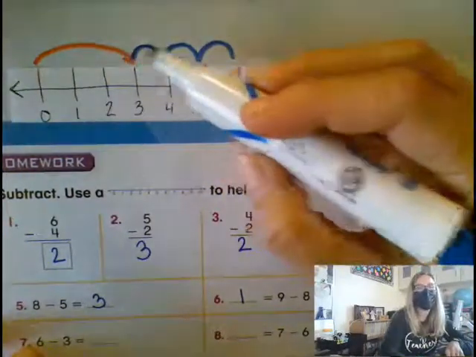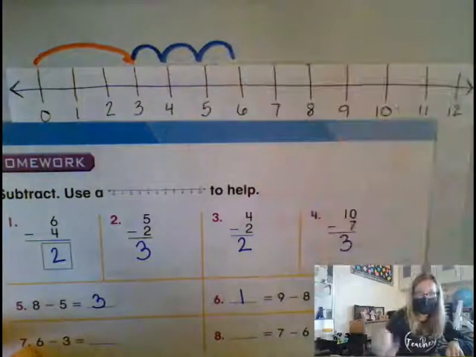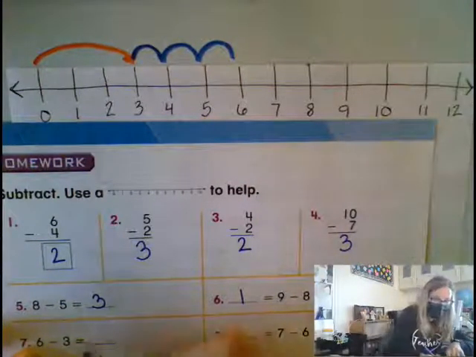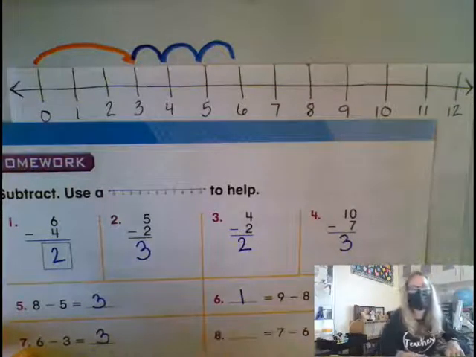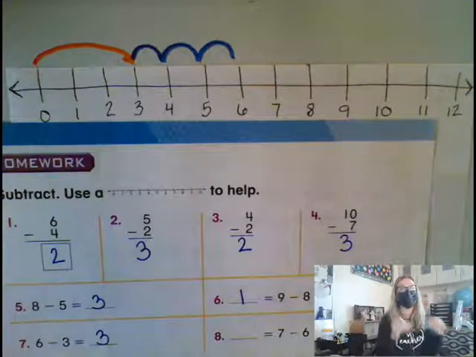How many jumps did I take, Brooklyn? 3. So 6 take away 3 equals 3. If you had 3, kiss your brain. If you did not have 3, that's okay. Fix it now.